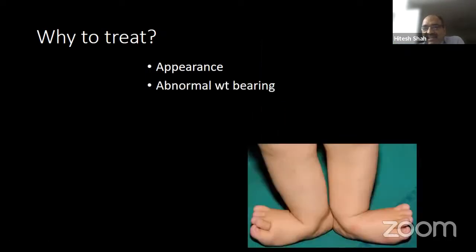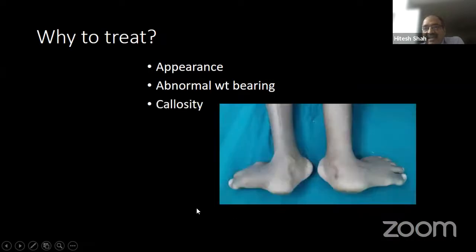Then what we said is abnormal weight bearing. The weight bearing will get affected. Whenever the weight bearing is there, it will be on the ball of the great toe, the fifth metatarsal, and the calcaneum. The tripod would be lost, and the contact surface area is very, very less. That will be on the medial side.